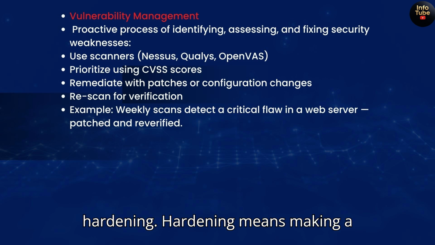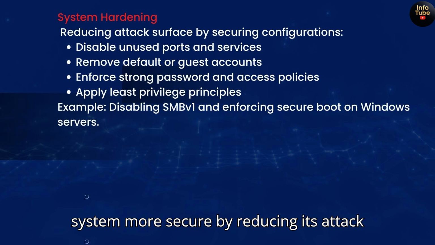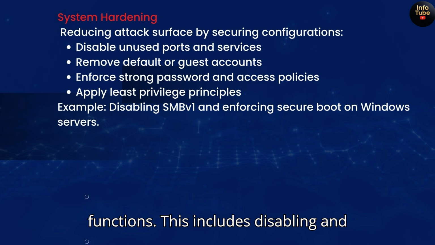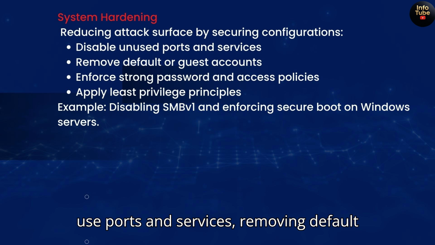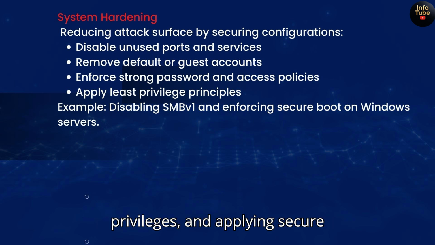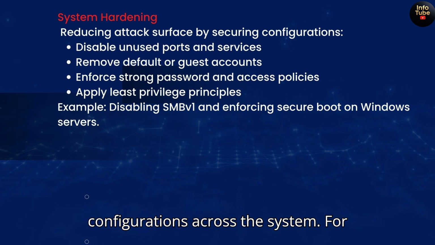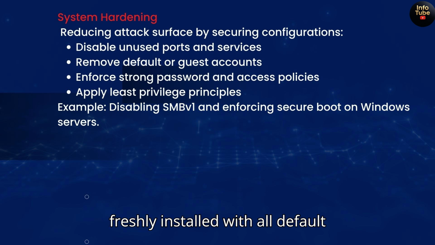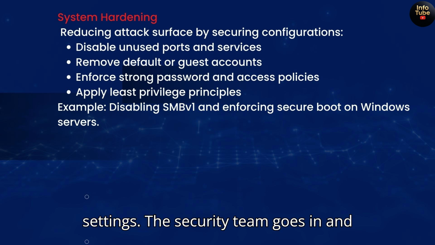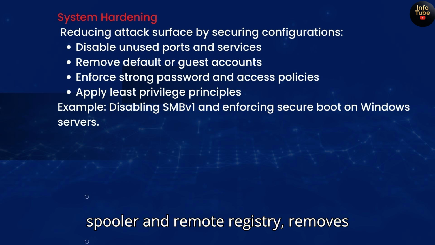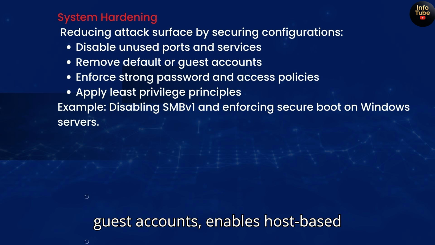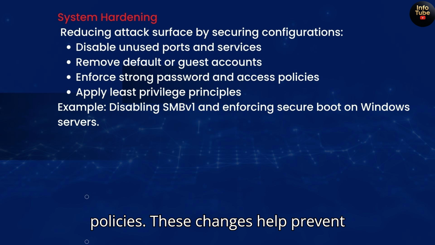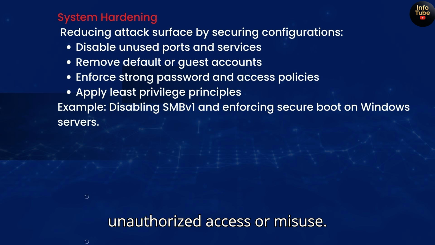Next is system hardening. Hardening means making a system more secure by reducing its attack surface and eliminating unnecessary functions. This includes disabling unused ports and services, removing default user accounts, restricting administrative privileges, and applying secure configurations across the system. For example, consider a Windows server freshly installed with all default settings. The security team goes in and disables unneeded services like Print Spooler and Remote Registry, removes guest accounts, enables host-based firewalls, and enforces strong password policies. These changes help prevent unauthorized access or misuse.